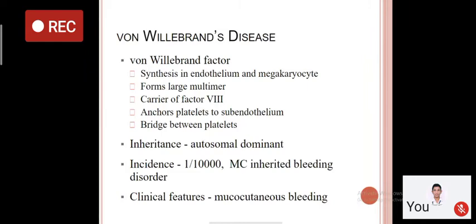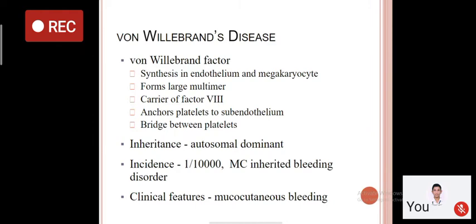though the total concentration is the same. It also helps in anchoring the platelets to the subendothelium at the site of injury as an initial step for coagulation. Then it bridges the platelets once there is platelet adhesion to the endothelium, and it helps in forming the unstable platelet plug.